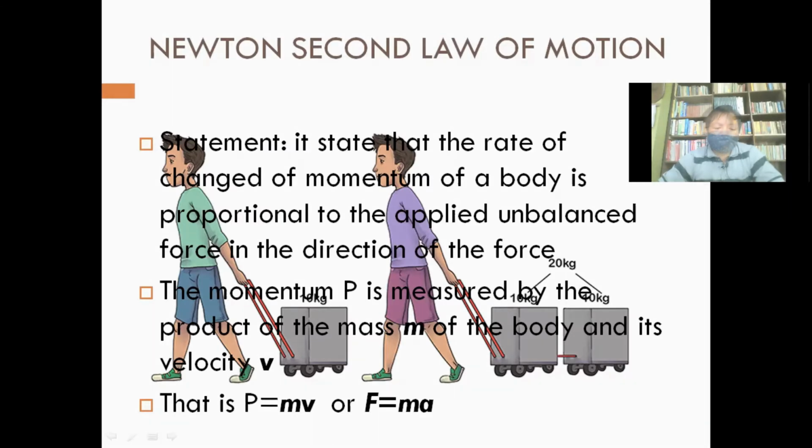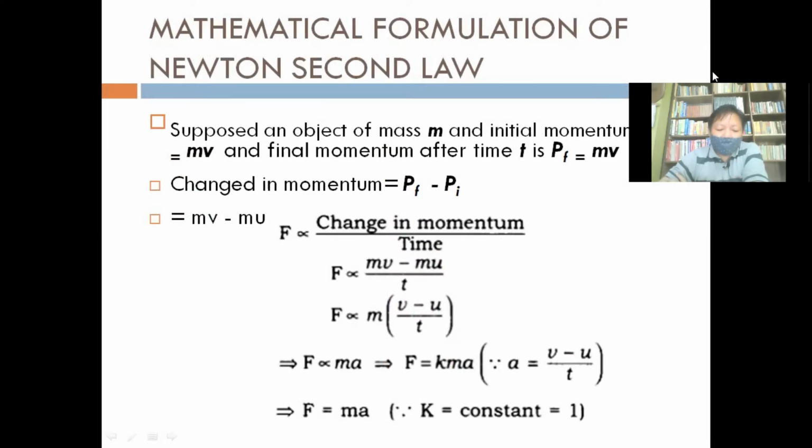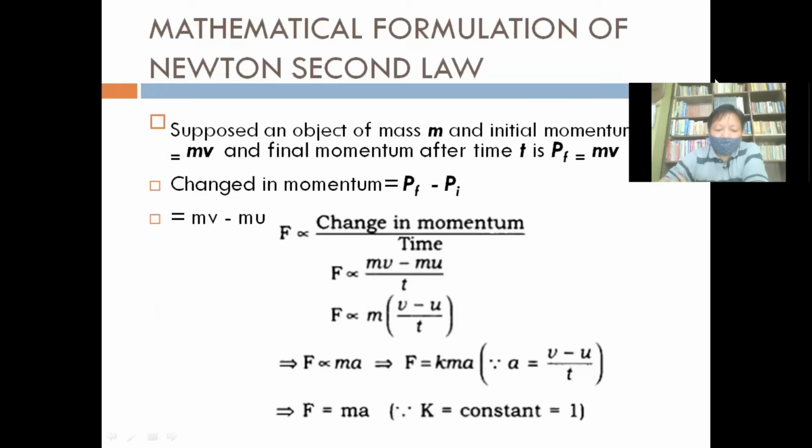Just now we talked about momentum. So what is meant by momentum? The quantity of motion of a body, measured as the product of its mass and velocity, is known as momentum. So the momentum P is measured by the product of the mass m of the body and its velocity v. We can represent this as P is equal to mv, or F is equal to ma.